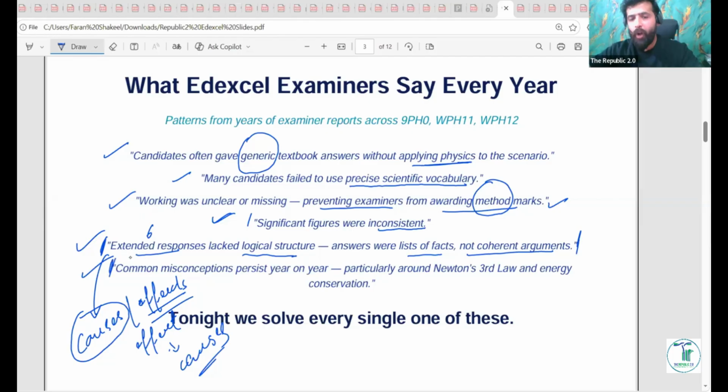And then thirdly, we've got some common misconceptions that persist year on year, particularly around Newton's third law. For example, many of you consider the weight and normal reaction to be a Newton's third law pair, and that is not the case, right? Whenever you're talking about energy conservation, you often forget about friction, which is equal to mu R, if an object is moving down a slope or something like that. So these are some basic mistakes that examiners report every year, right? So we need to work on them.